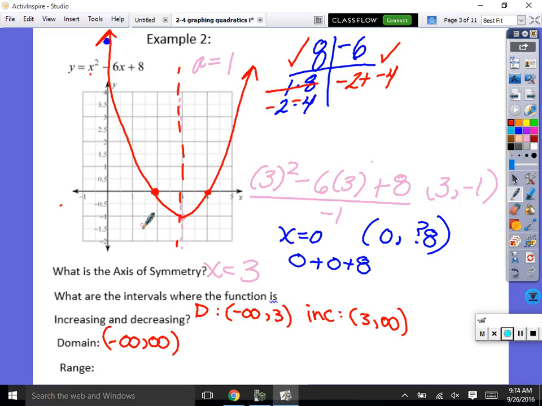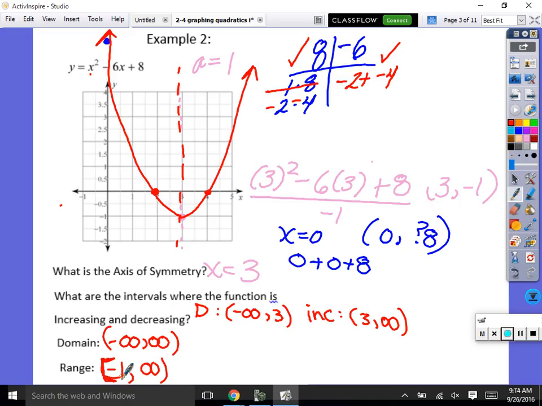Right, it's the y value, so negative 1. And then it grows upward forever to positive infinity. And then negative 1 gets a bracket because it includes negative 1. Everybody feeling good? You are ready to practice on your own?